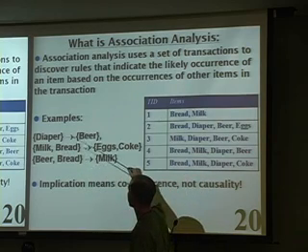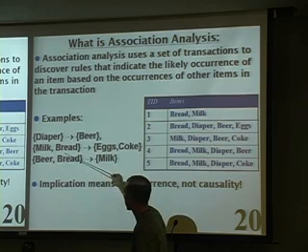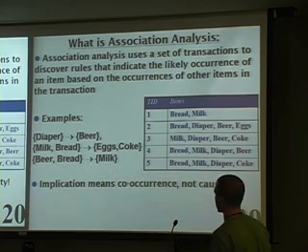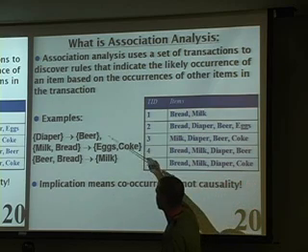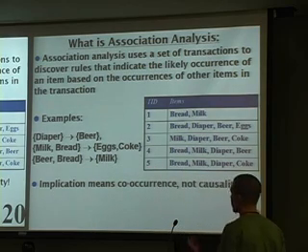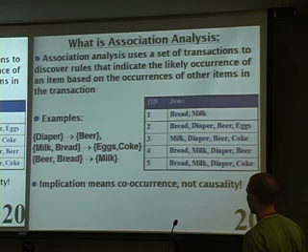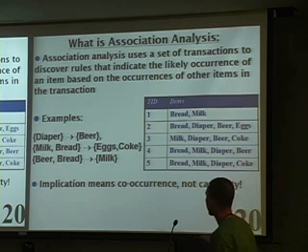If someone bought milk and bread, does that mean they're likely to buy eggs and Coke? If someone bought beer and bread, does that mean they're likely to buy milk? So these would be examples of association rules, and we can quantify the strength of these rules. I'll show you a couple metrics for doing that. The important thing here, again, is that implication means co-occurrence, not causality.